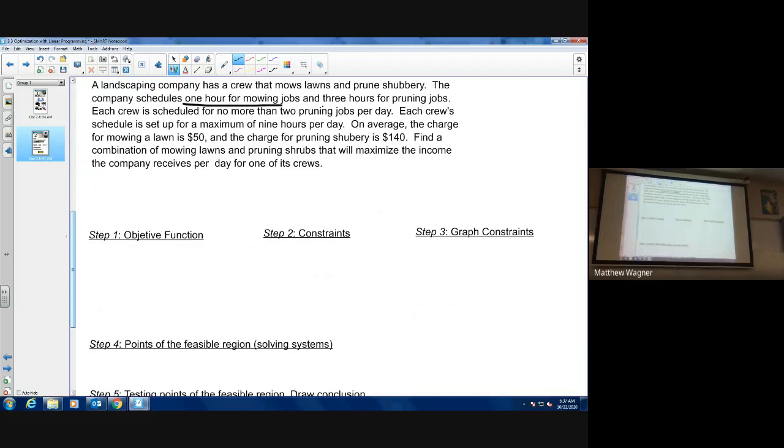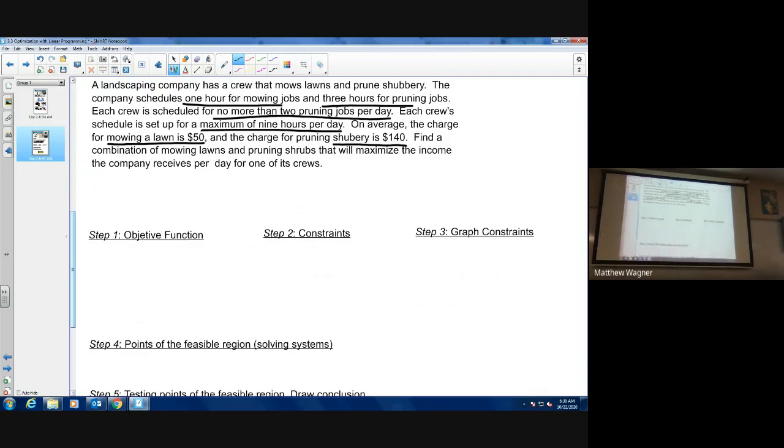So sorry, I probably should be underlining as we go through things. Each crew is scheduled for no more than 2 pruning jobs per day. Each crew is set up for a maximum of 9 hours per day. On average, they charge $50 for mowing and $140 for pruning shrubs, okay?